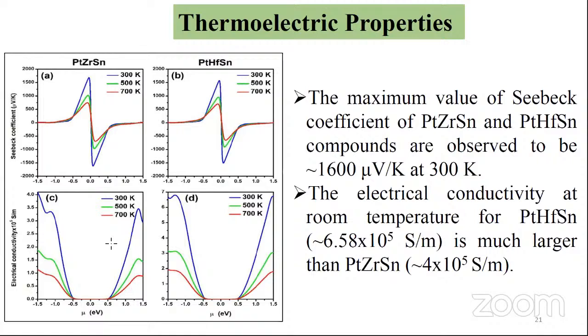The electrical conductivity of the Hf material is high compared to the Zr material. It decreases with increase in temperature. Electrical conductivity is directly dependent upon the carrier concentration and the mobility: sigma equals n e mu, where mu is the mobility. In this case, the mobility is dominated by lattice scattering. Mobility is inversely dependent upon temperature, as T to the power 3/2. That's why the electrical conductivity decreases with increase in temperature.